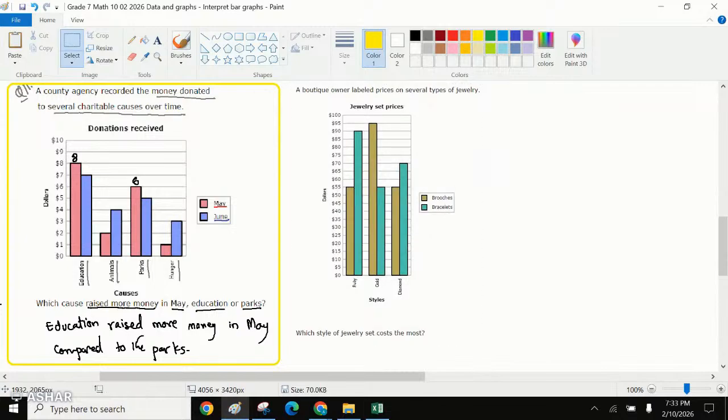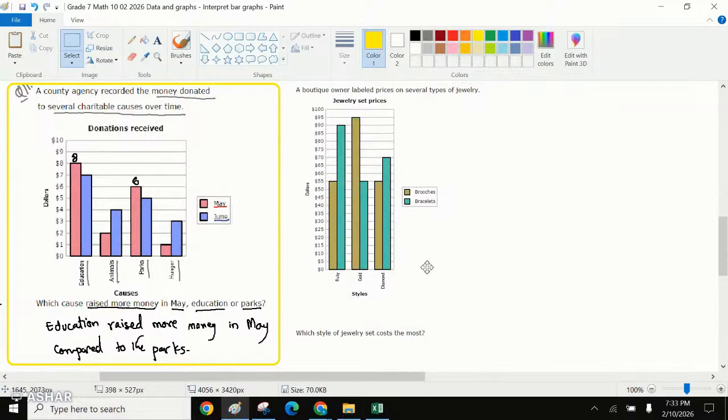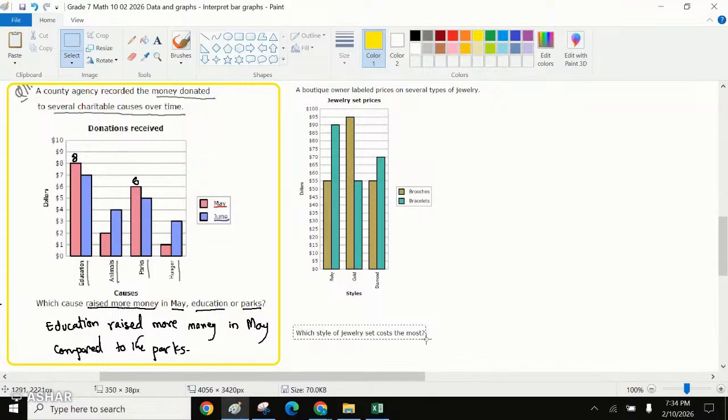Okay. Boutique is there. Okay. Jewelry price. And they're asking us, for question number 12, sorry, it says a boutique owner labeled prices on several types of jewelry.